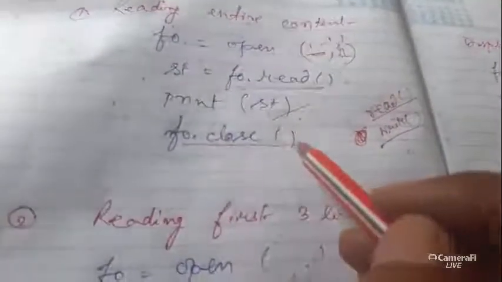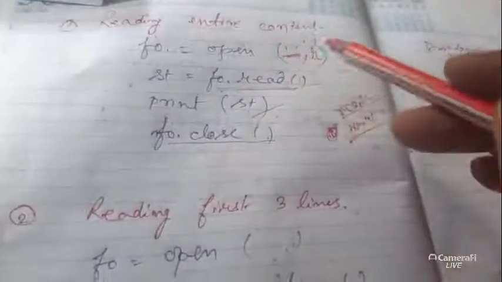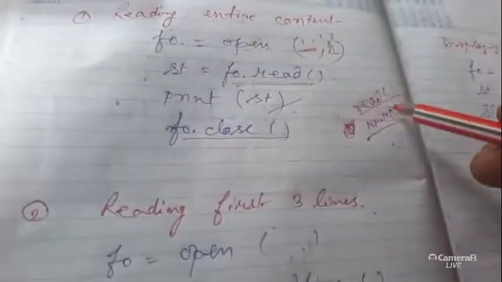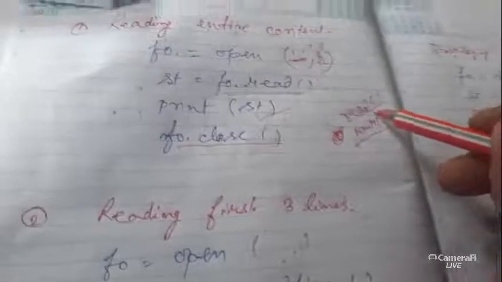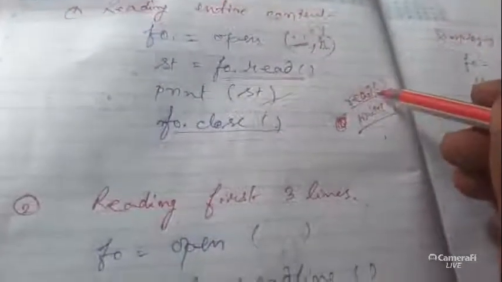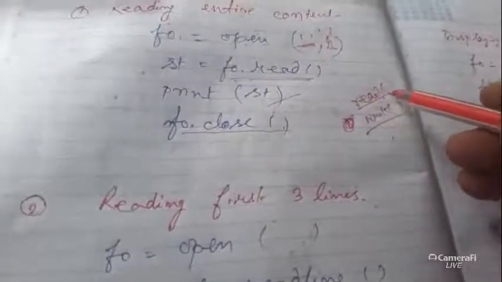Then don't forget to use the line fo dot close. Close means whenever we open a file, at last we have to close the file. This is how we can read the entire content. Again I am telling, reading means you are just fetching the content of a file that is saved in the hard disk or any physical storage area, and it will be printed on the shell window.